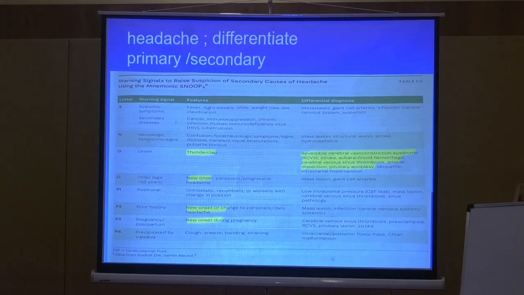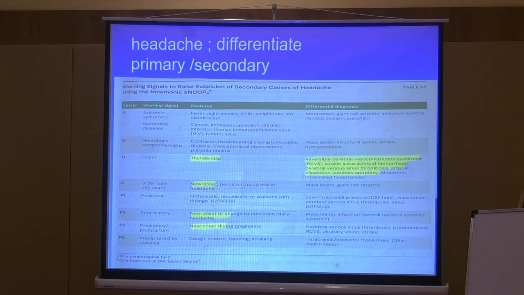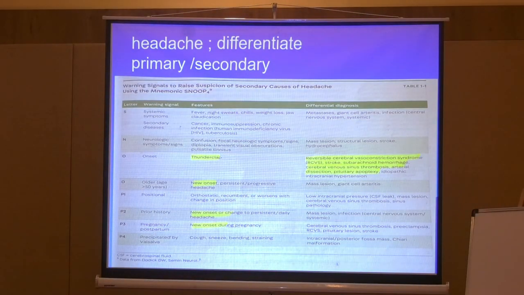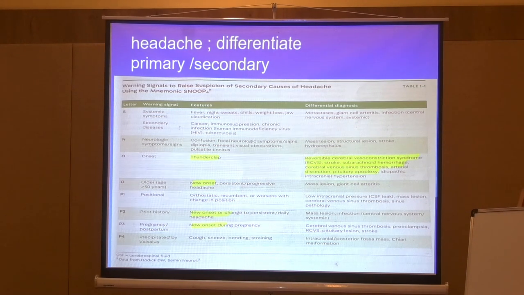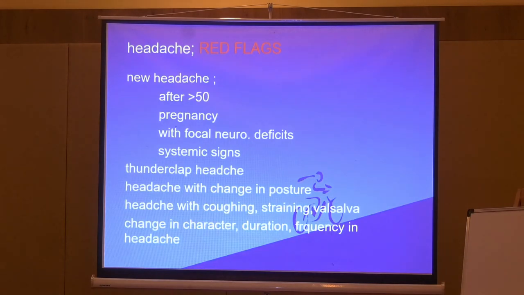So according to the International Classification of Headache, they have given an acronym called SNOOP4, which involves the presence of systemic symptoms, systemic signs, neurological signs, and different criteria. But as I said yesterday, I don't like this acronym business. So I have simplified it in my own way. And I have called them as the red flags. And I think so this should be the first take-home message for all those who are dealing with headaches.